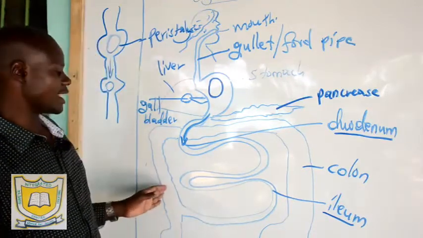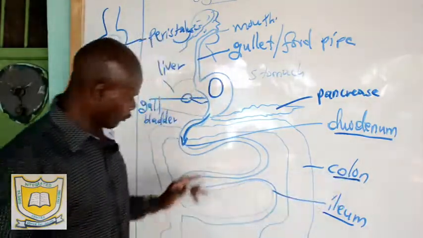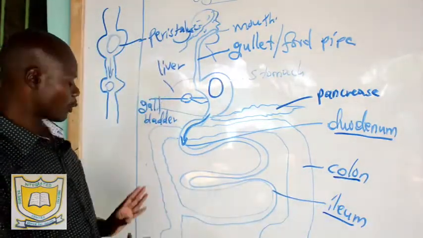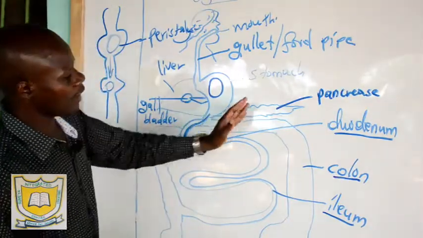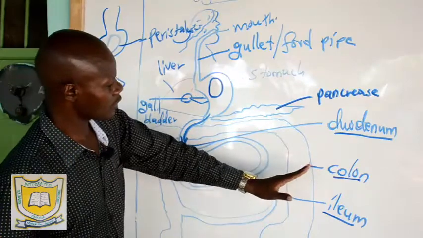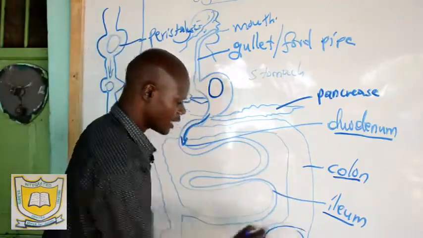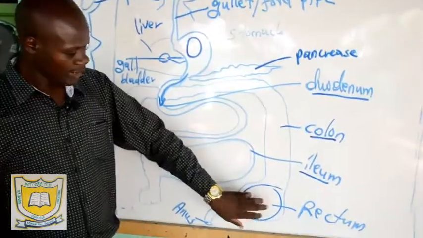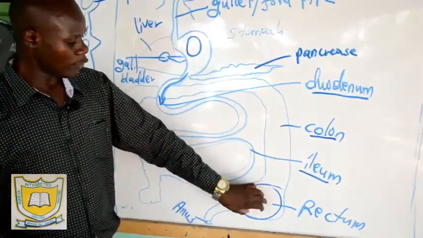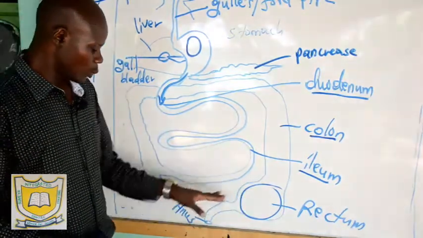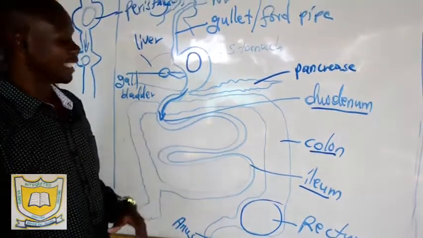It proceeds into the large intestine, which is also known as the colon. So from the small intestine, the food continues to move into the large intestine, the colon. It proceeds up to that point known as the rectum. The rectum is used to store undigested food material for some time as it waits to be released out through the anus. Okay, now that is the digestive system.